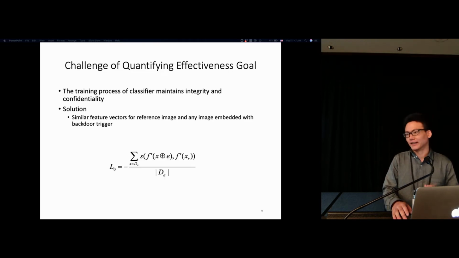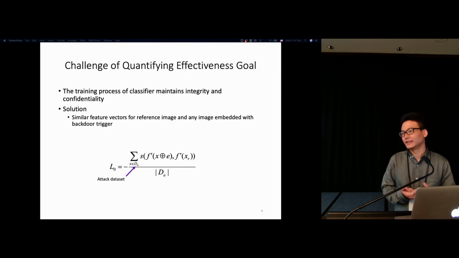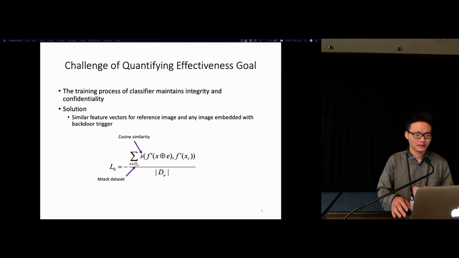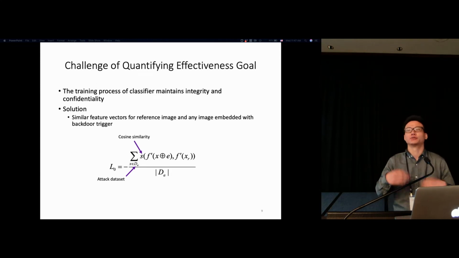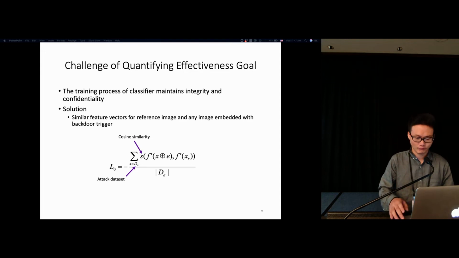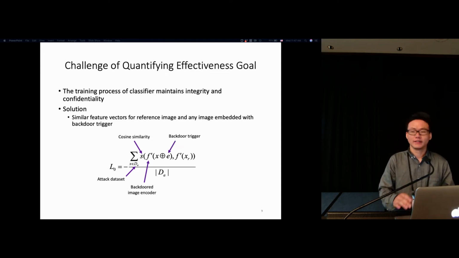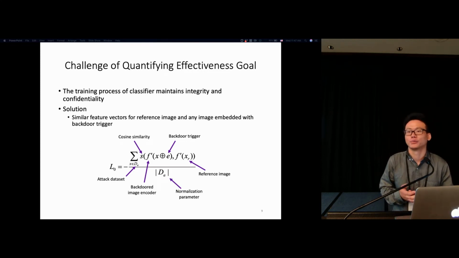Formally, we define the following loss, where D_A is the tag dataset and x is an image in the tag dataset. s is cosine similarity. We use cosine similarity because it is used in self-supervised learning. f' is the backdoor image encoder. e is the backdoor trigger, and x plus e is the image embedded with the backdoor trigger. x_i is the reference image. And this is a normalization parameter, which is the number of images in the tag dataset.